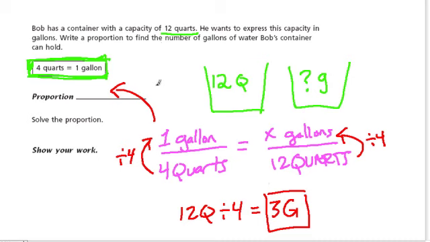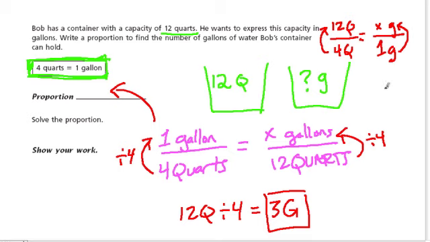Another proportion we can set up, there are many options here. We could say, well, 12 quarts to 4 quarts is the same thing as some amount of gallons to 1 gallon. And here you can see that, well, 4 quarts times 3 gives us 12 quarts, so 1 gallon times 3 gives us 3 gallons.